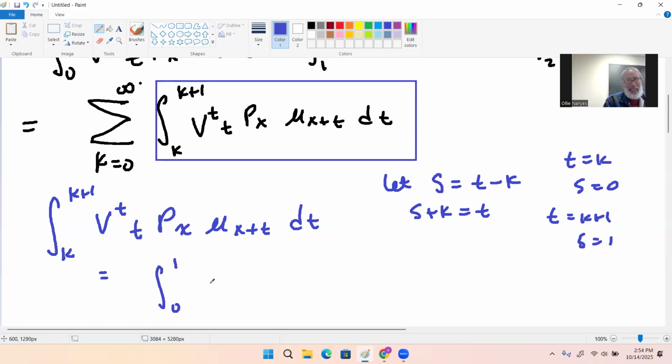Now let's look at this v here. This is now v to the s plus k. This right here is the probability of x. Remember now, this is s plus k.